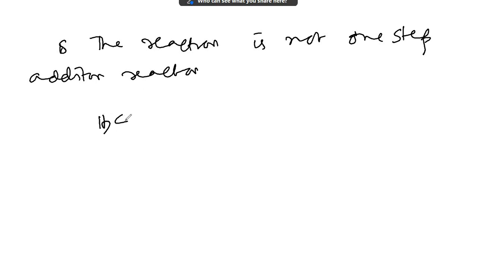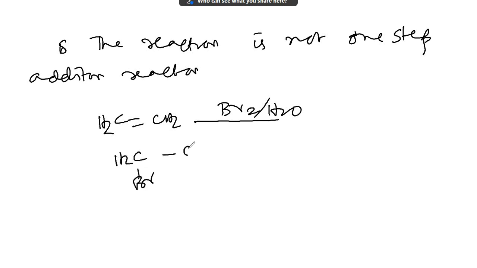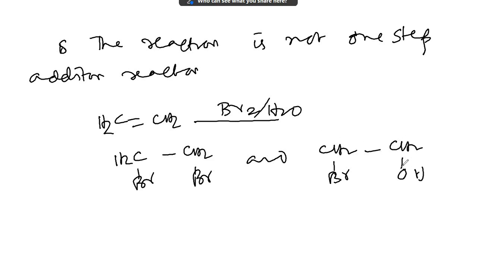Suppose we take an alkene and treat it with Br2 and H2O. We get this as a product, and we get this also, which is coming from H2O. Hence it is not a one step process. In this case, first a positive charge is produced which can be attacked by Br minus, which acts as a nucleophile, or by H2O to give you the product. So it is not a one step addition reaction.